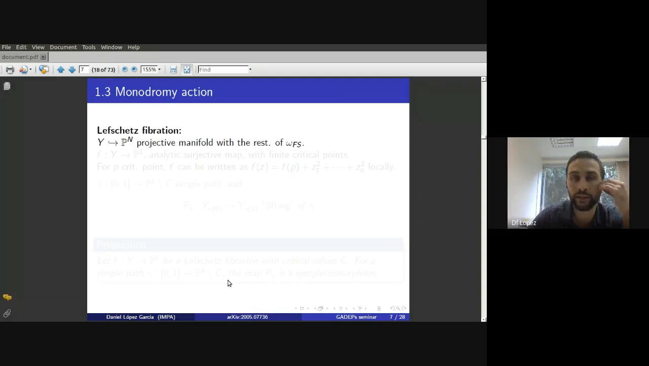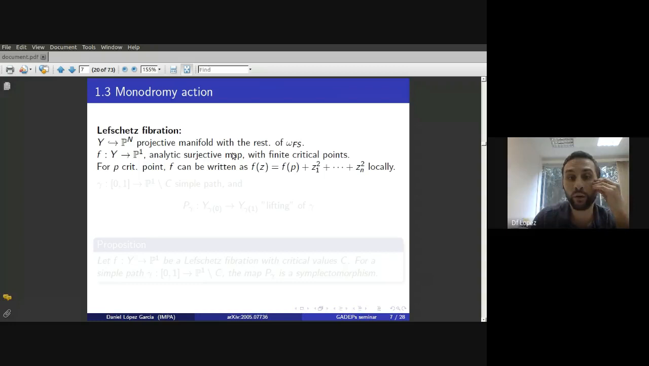So we consider a projective manifold Y in some projective space. This is a symplectic manifold with the restriction of the Fubini-Study form. And also we consider an analytic map F from Y to P1, surjective and analytic, with a finite number of critical points. And also we state that the critical points are not degenerate. So for any critical point P, by Morse's lemma, we can write F like this, locally.